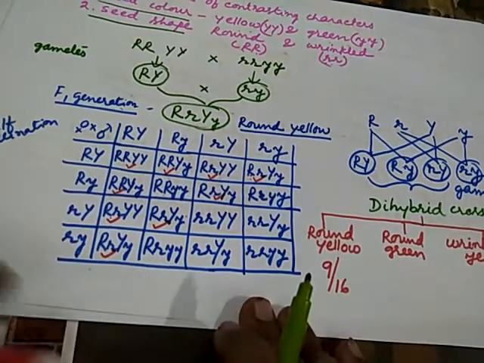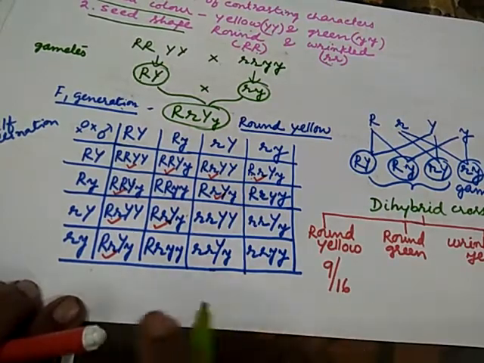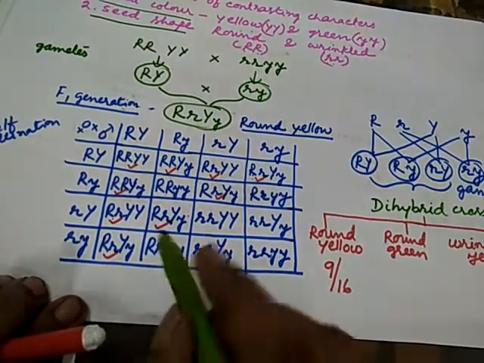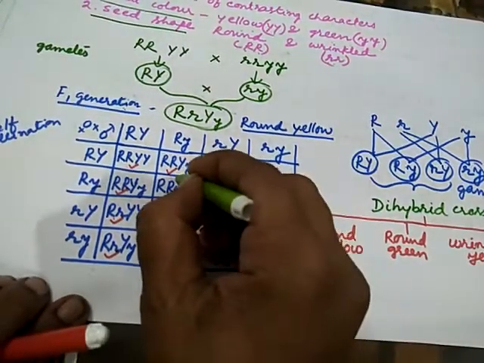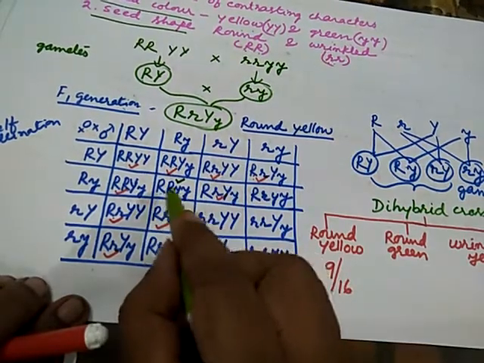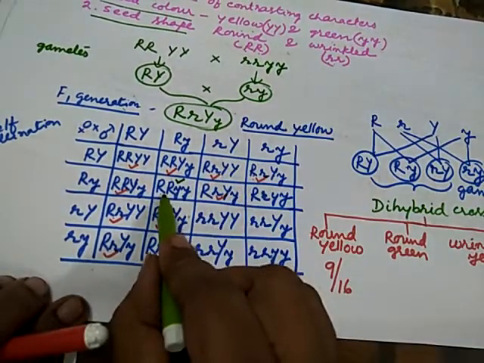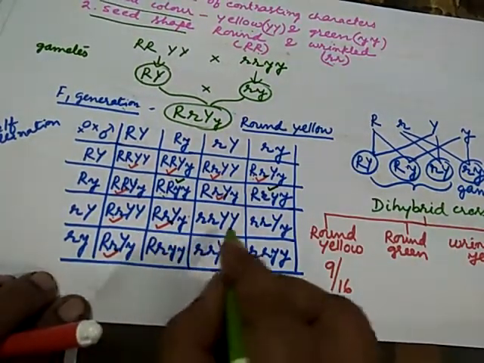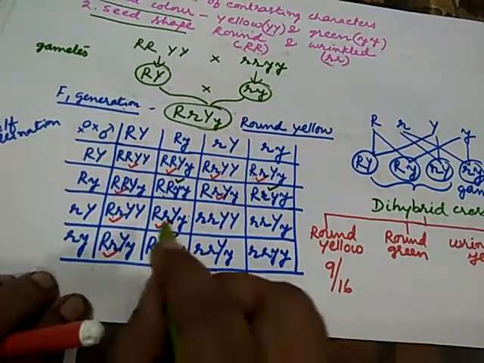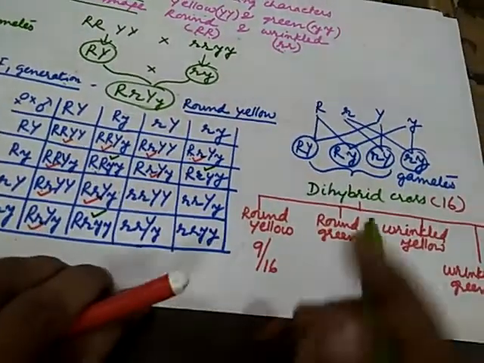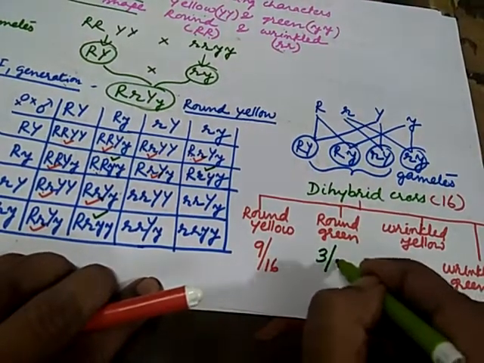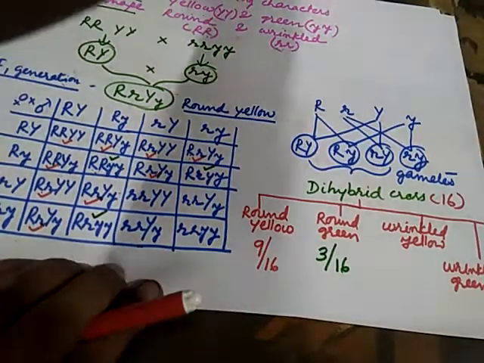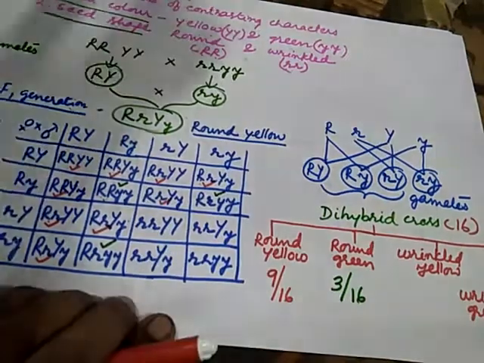Then we take round and green. Round green: these are round R, green means small y, round green, again round green, again round green. I have pointed out round green with green color, so 3 out of 16 characters we got.